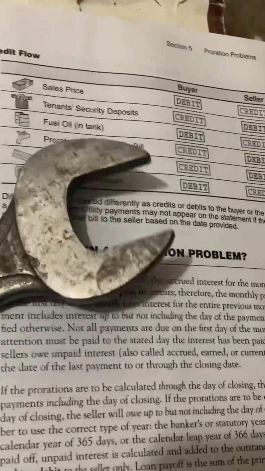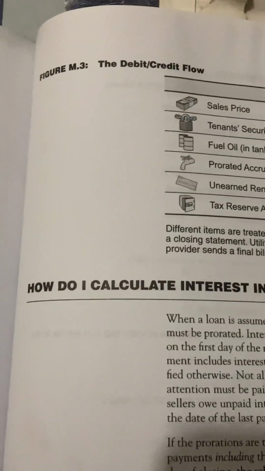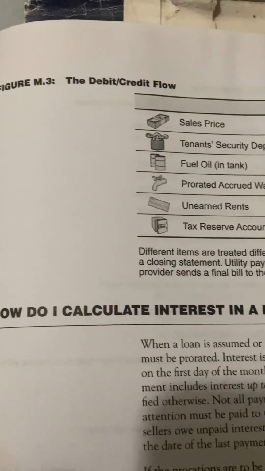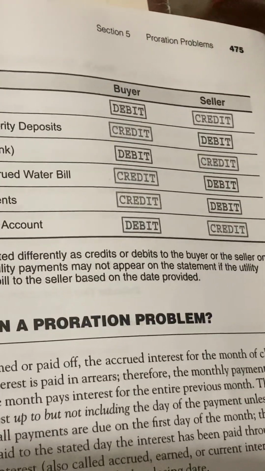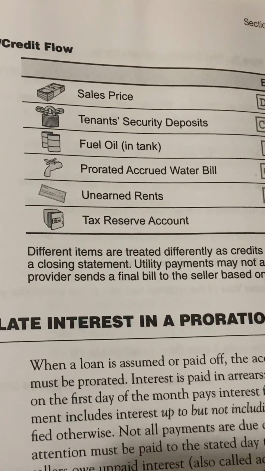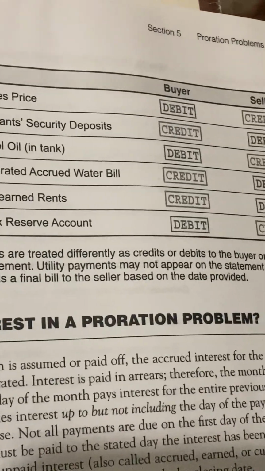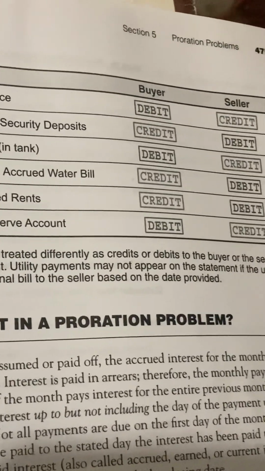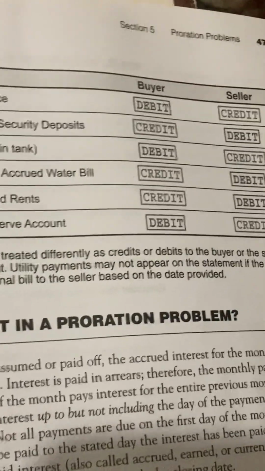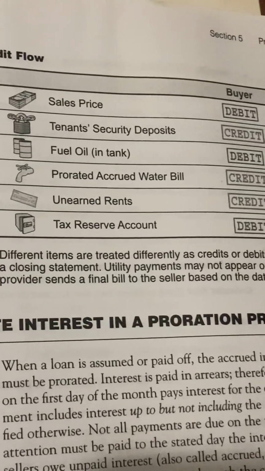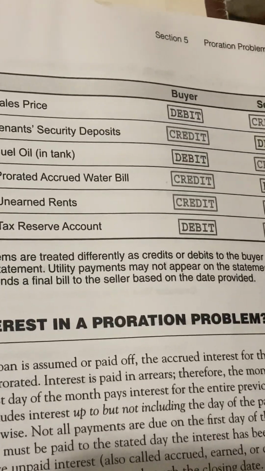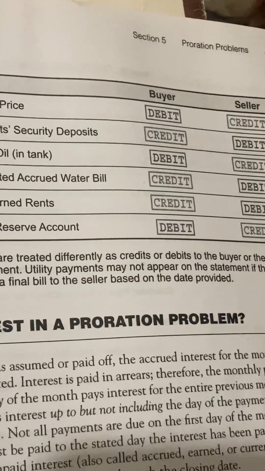Page 475. Figure M.3. The debit/credit flow. On the first tier, it says buyer and seller. On the next one, it says sales price. It's a debit to the buyer and a credit to the seller. Tenants' security deposits. It's a credit to the buyer and a debit to the seller.